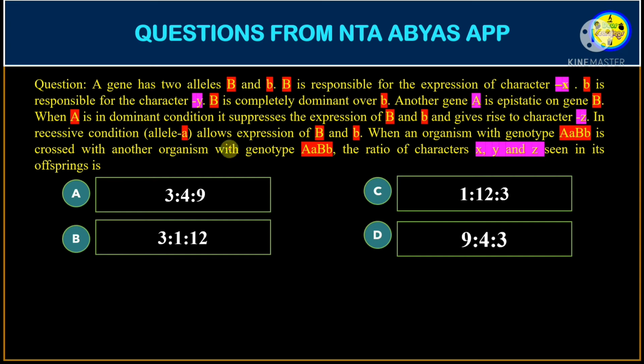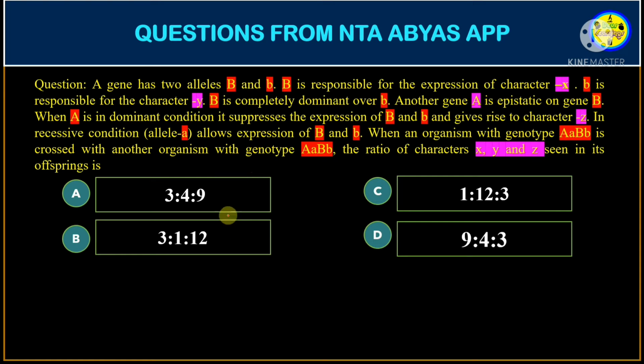Now in recessive condition, when the allele is small a, it allows expression of capital B and small b. Therefore, when an organism with genotype capital A small a, capital B small b is crossed with another organism with genotype capital A small a, capital B small b, the ratio of the characters X, Y and Z seen in its offspring is, they gave four options. So let's try to find which option is correct.